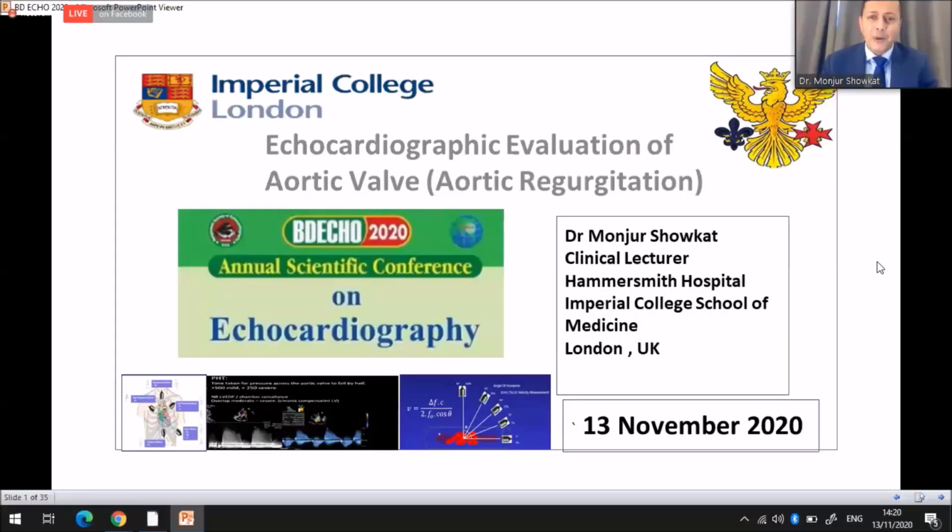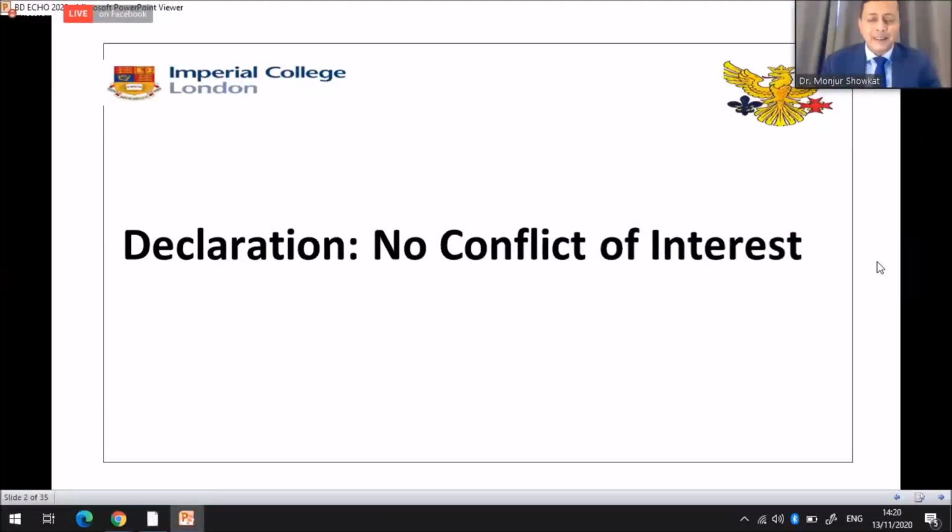COVID-19 coronavirus has distanced us socially, but COVID-19 couldn't distance us professionally. We are actually far closer professionally since COVID started. And I do not have any conflict of interest with this talk.